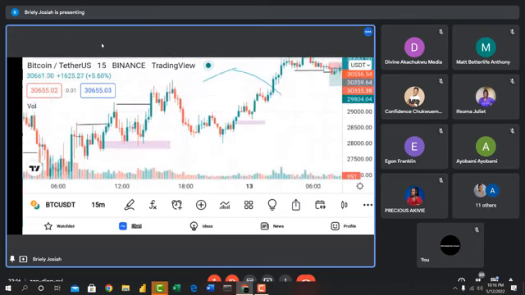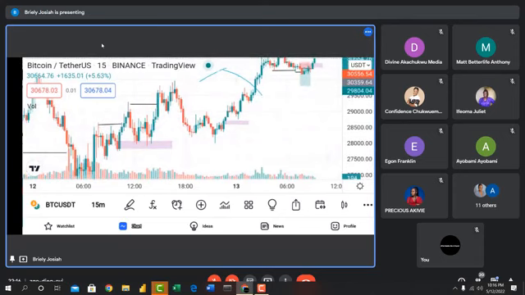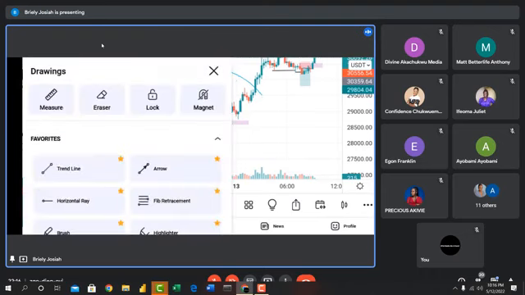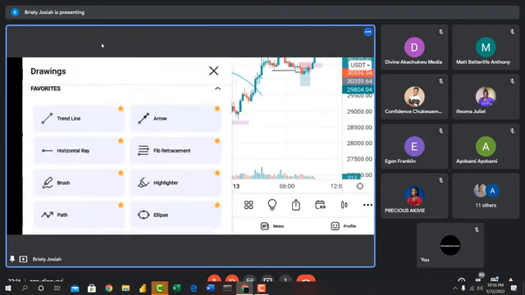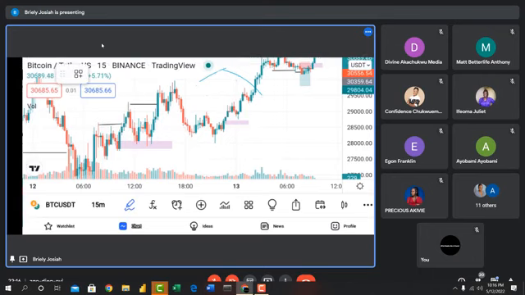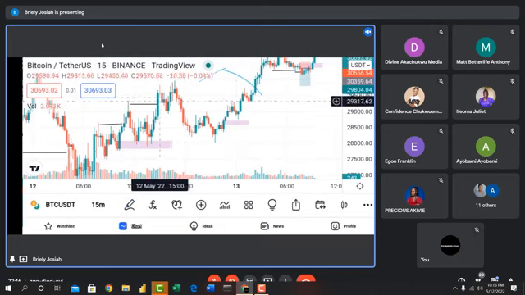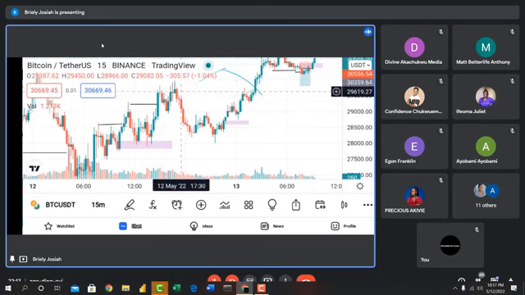Now let me see something. Some persons take this M formation. Let me see if I can identify one here. Okay. This is an M formation. Can you see it? This zone, yeah, is an M formation.